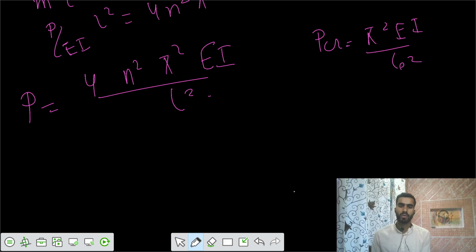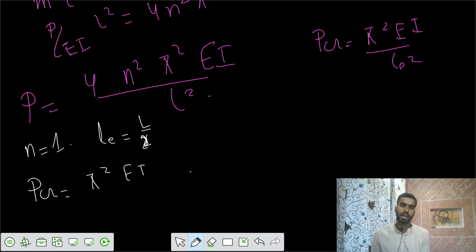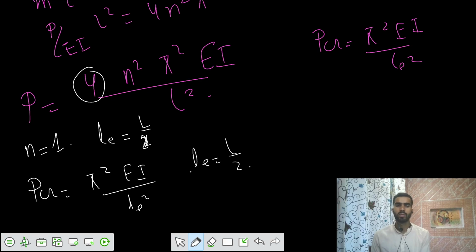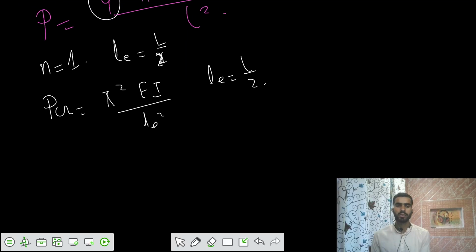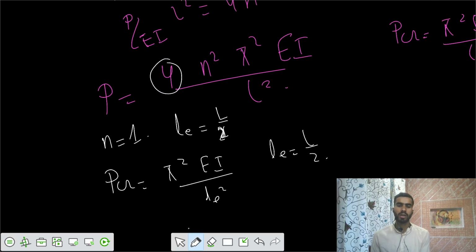If I want to make it in terms of that, let's substitute n equals 1, and let's substitute that L effective changes to L by 2. That means your PCR equals pi square EI by L effective square, such that your L effective is equal to L by 2. So finally your PCR is also pi square EI by L effective square, but this is your actual critical load, that it can take for the same length of L.